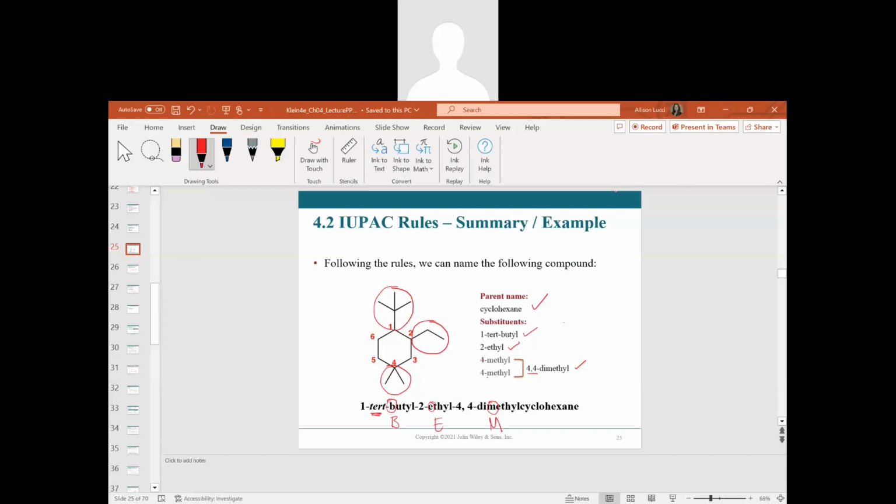It just happens to follow the same order numerically, but sometimes you might see, like, a 4-tert-butyl, 2-ethyl, and then a 1,1-dimethyl, for example. The number of the locant does not correlate at times with the alphabetization.